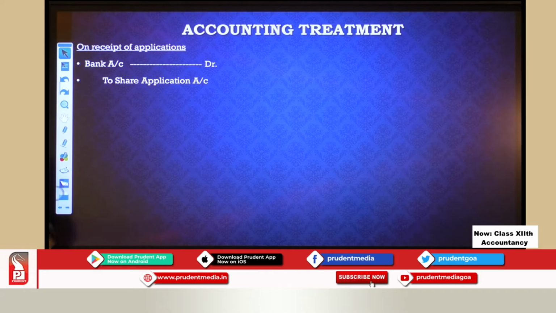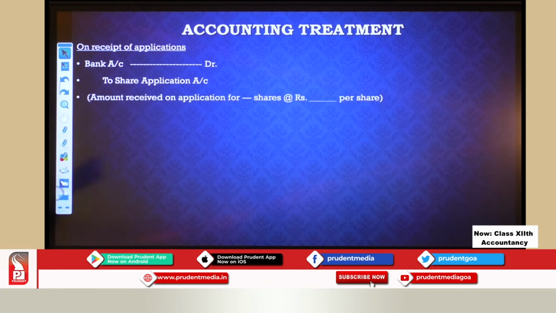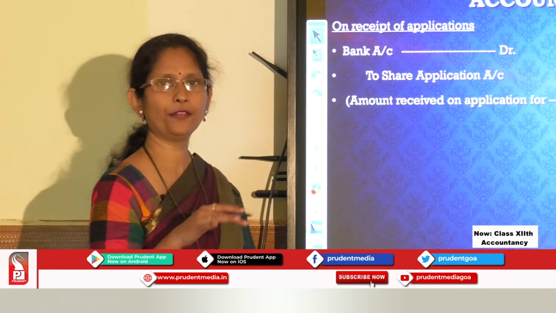To share application account. This share application account is a personal account, correct. We have received money. Why have we received money? For share application. So we create one account called share application account. This is a personal account. These people are the givers of that money to us. Then write the narration: amount received on application for dash shares at rupees dash per share. So our first stage is done.